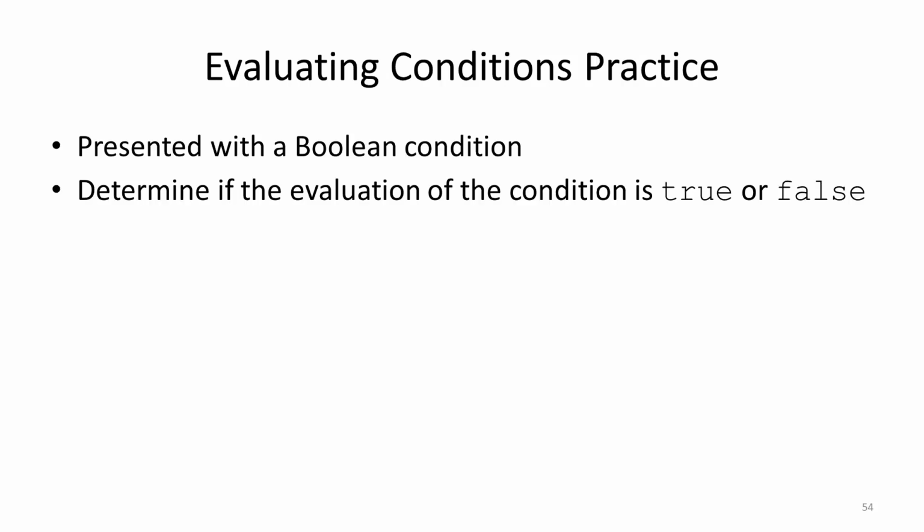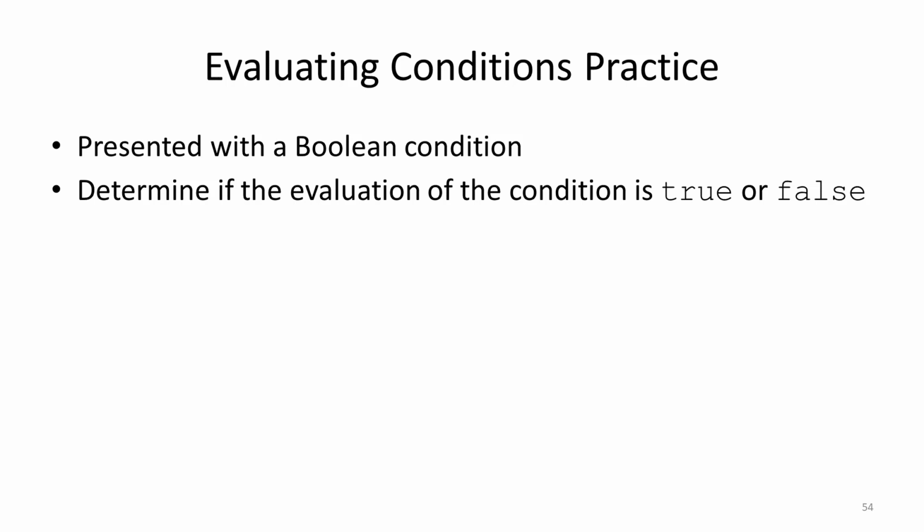So let's do some practice evaluating some compound conditions. I'll present you with a Boolean condition that is made up of true and false with logical ands and ors. What you're going to do is determine if the evaluation of that is true or false. So you have a 50-50 chance if you just straight out guess. And also keep this in mind, just like when you perform arithmetic operations, the result is a number. The result of a Boolean operation is a Boolean.